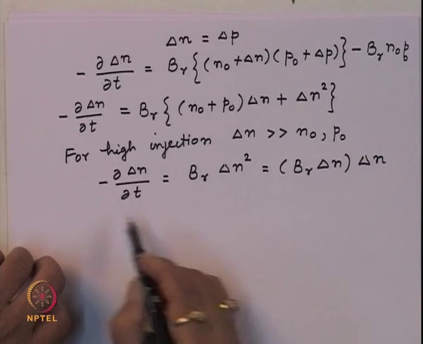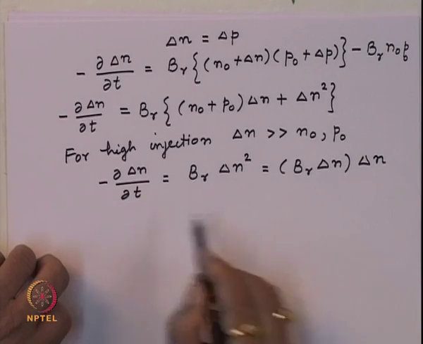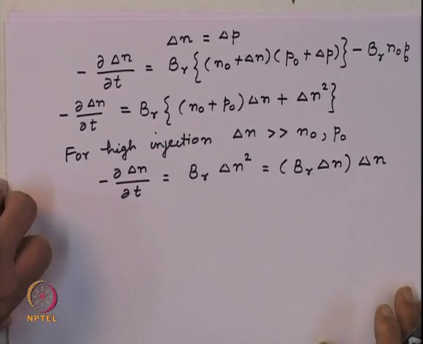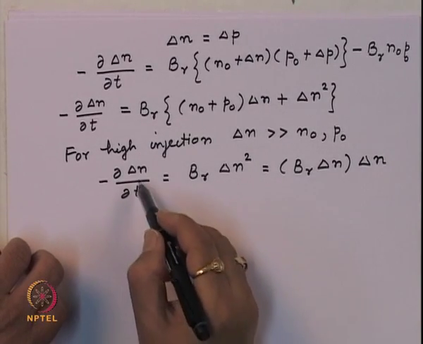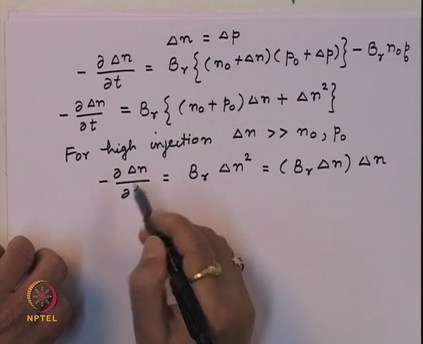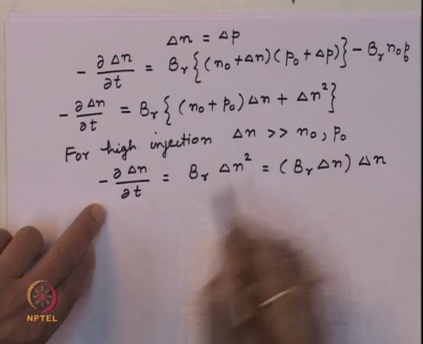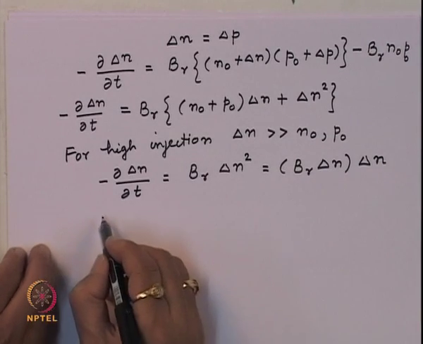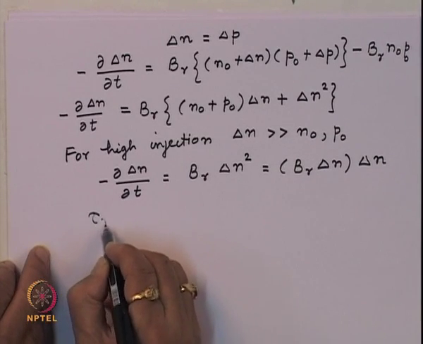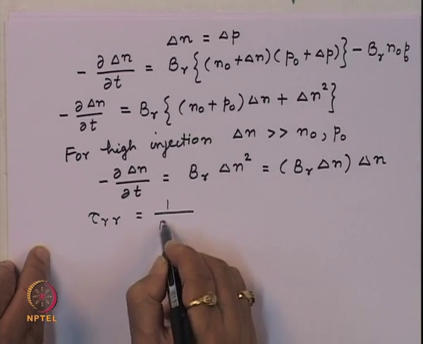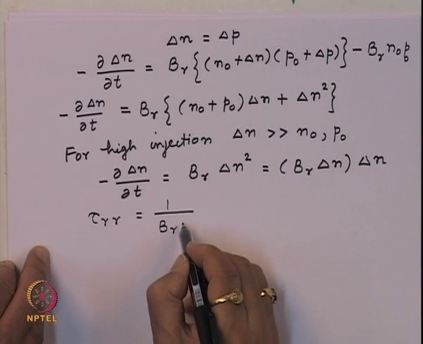So, then the radiative recombination lifetime essentially is 1 upon this quantity. This is a simple first order differential equation which gives that the injected carriers exponentially decay with a lifetime which is 1 over this quantity. So, you get here tau rr equal to 1 upon Br times delta n.